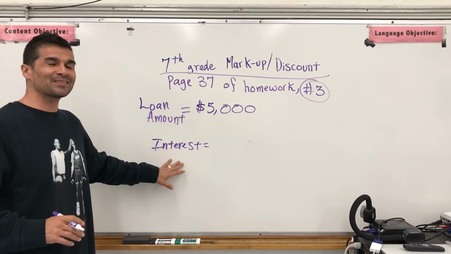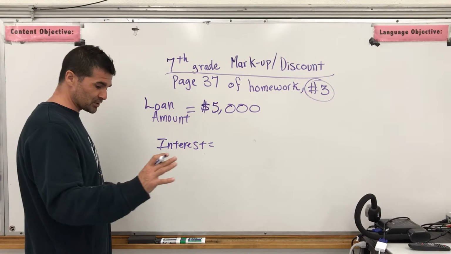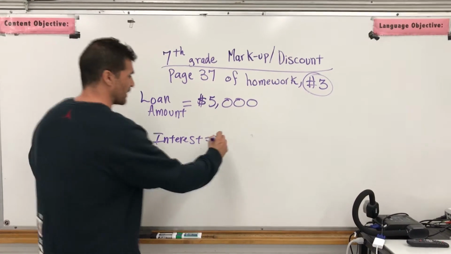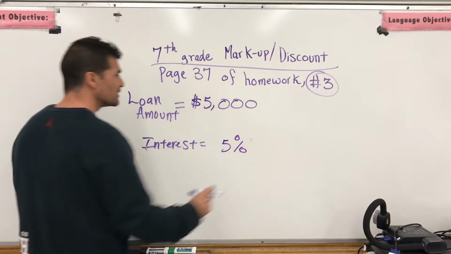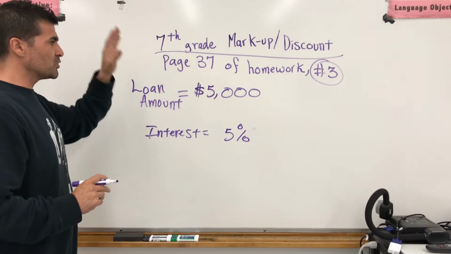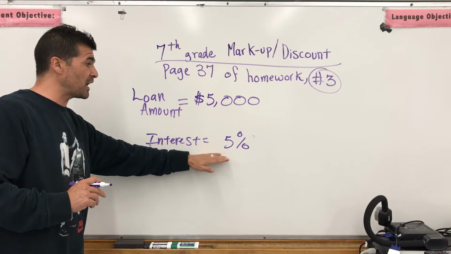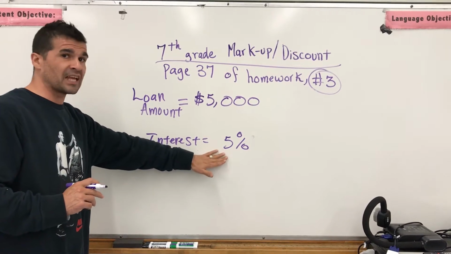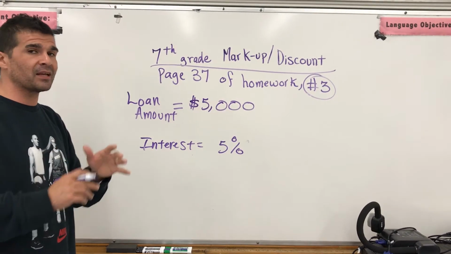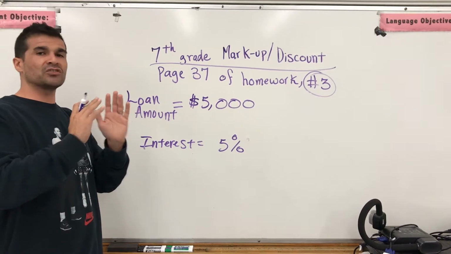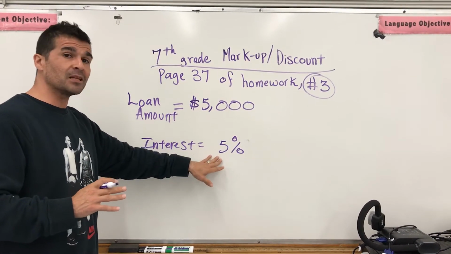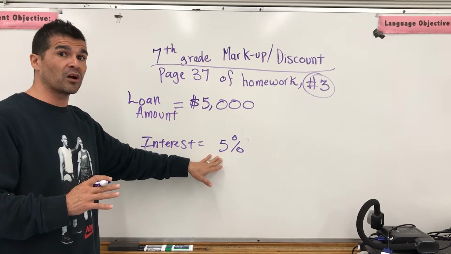So either way, her parents are going to make her pay interest, and the interest is going to be a total of 5%. So this is going to be 5%. So you're probably thinking, okay, so Joanna's going to get $5,000 from her parents, and she's going to have to pay interest of 5%. Now, you guys have already played so many games, and you guys have already done so many activities. We should easily be able to convert this into a decimal equivalent.